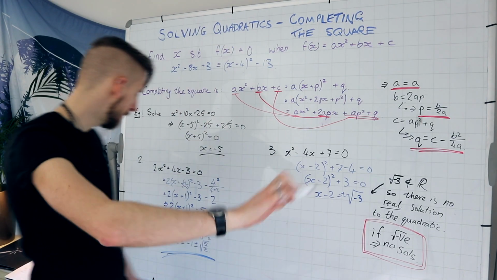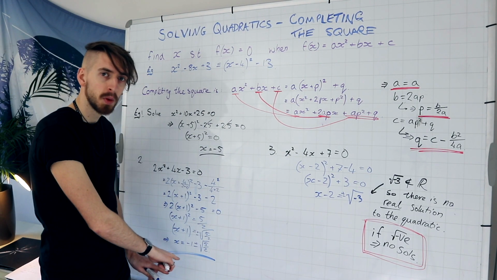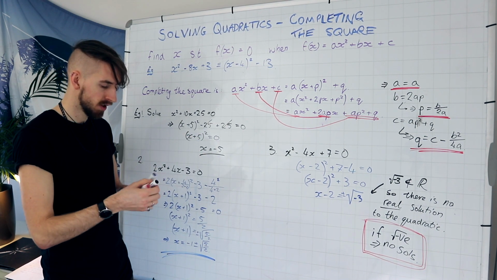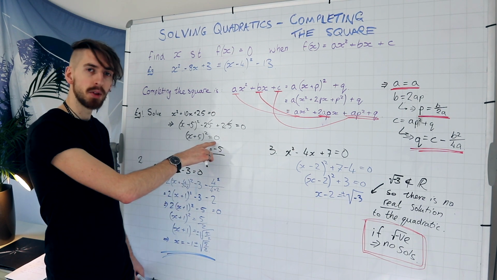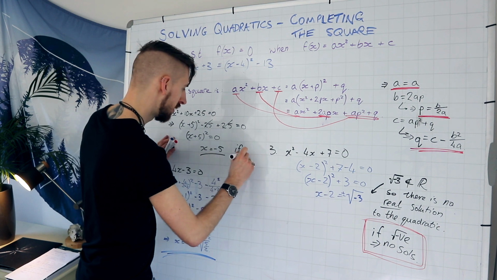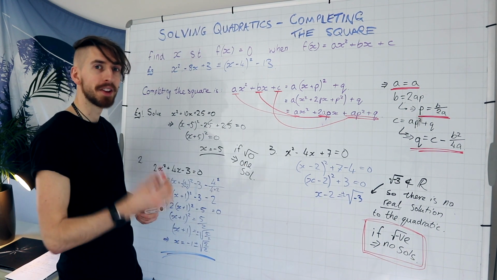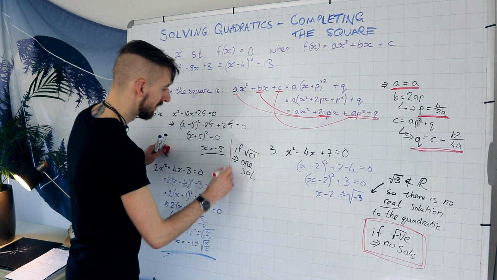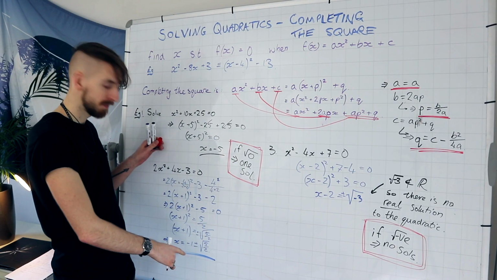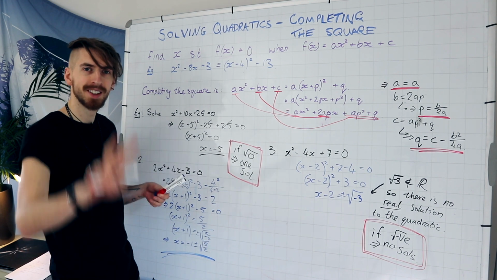But let's go back here. Here we had 2 solutions. Here we had 1. The reason why there was 1 here is because it was the square root of 0. So square root of 0 means that there's 1 solution. This one down here, square root of positive, 2 solutions.